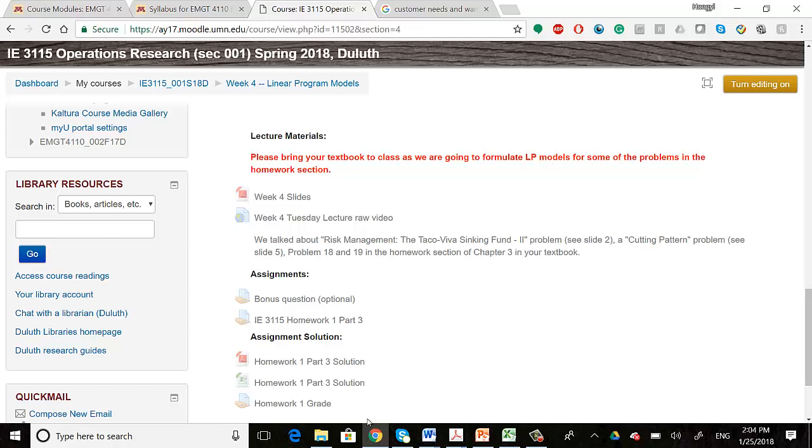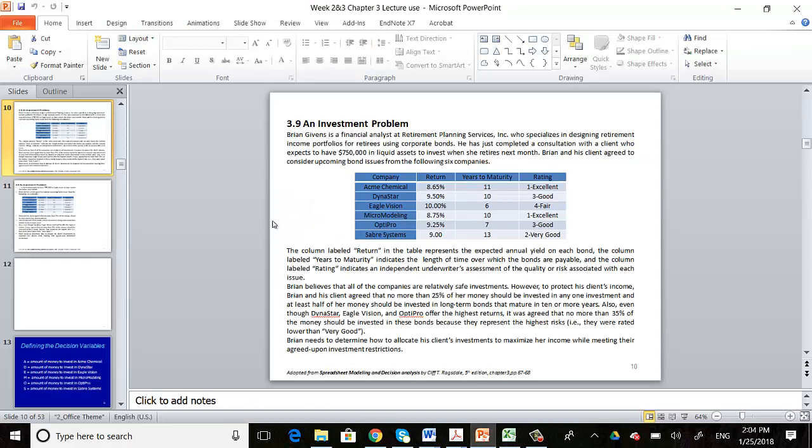Just a very brief review of this problem. That's the simple investment problem where we're going to decide how much money to put in each of those bond issues. They have different returns, years to maturity, and risk ratings. There are some restrictions on how much you can put in the long term, determined by the years to maturity, and the maximum they want to put in the high risk ones.